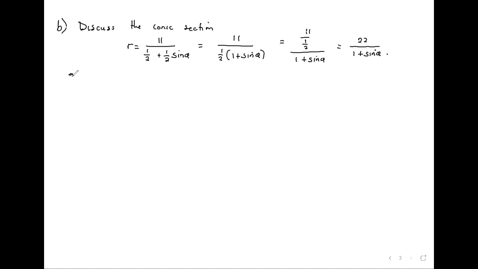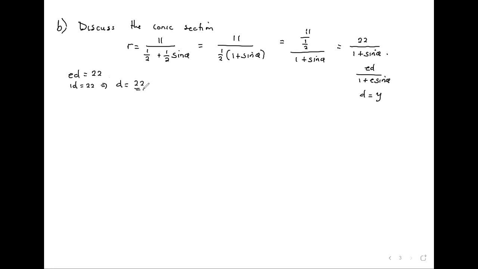And of course, we know that ed, e multiplied by d, is equal to 22. Remember, it comes from the original form, ed over 1 plus e sine theta. So this means that our directrix is on the positive y-axis. E, the coefficient of sine, is 1. So e is 1 multiplied by d, which is equal to 22. So the directrix d is equal to 22. So we found a directrix there.